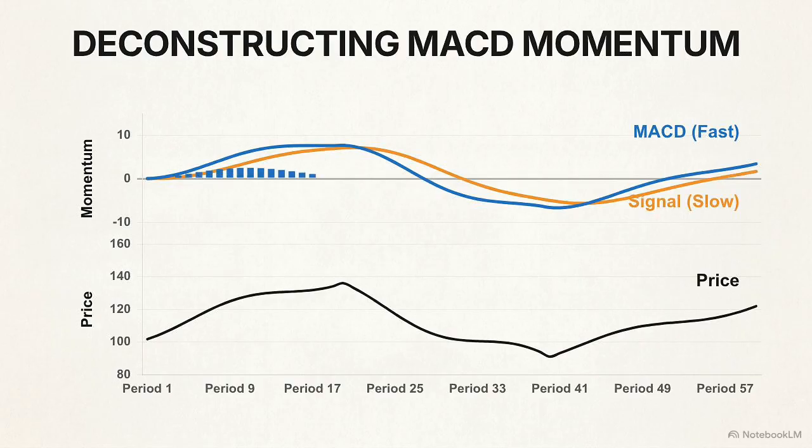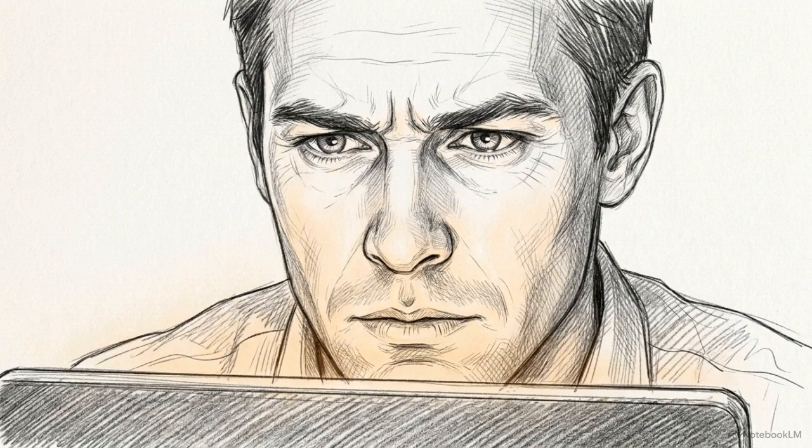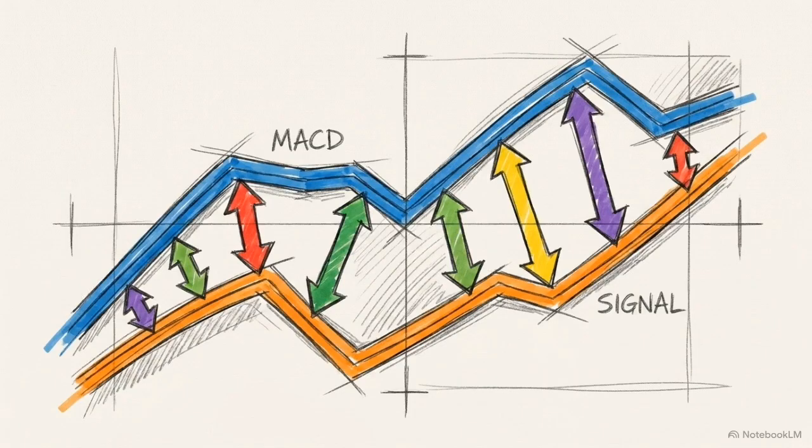Finally, these vertical bars represent the histogram. They measure the exact mathematical distance separating the blue and orange lines at any given moment. They grow taller as the two lines separate and shrink as they converge. The MACD is not predicting the future. It is taking the invisible tension between short-term actions and the longer-term trend and making it visible on your screen.